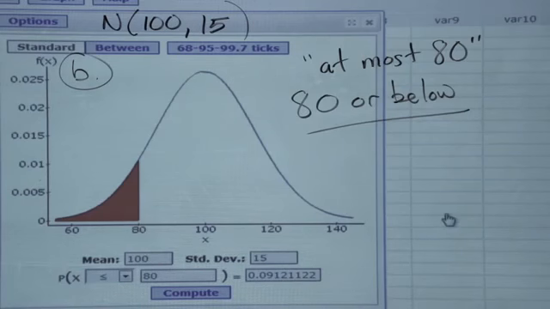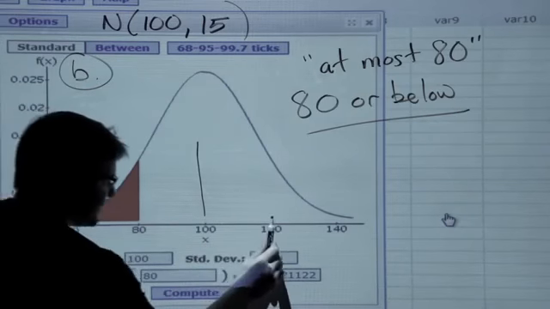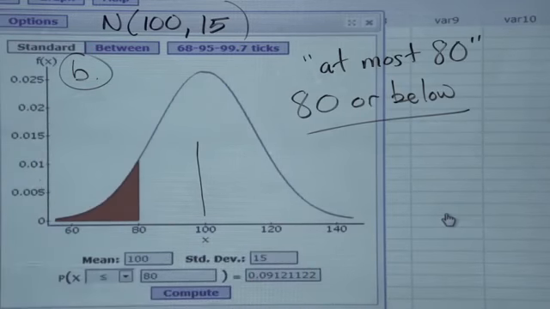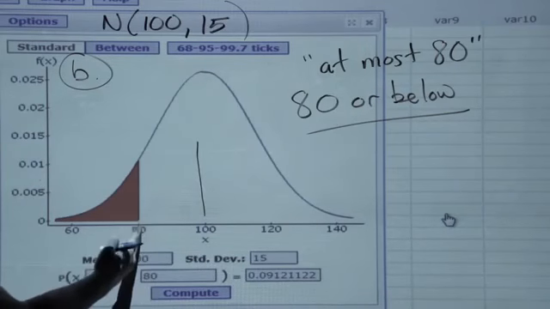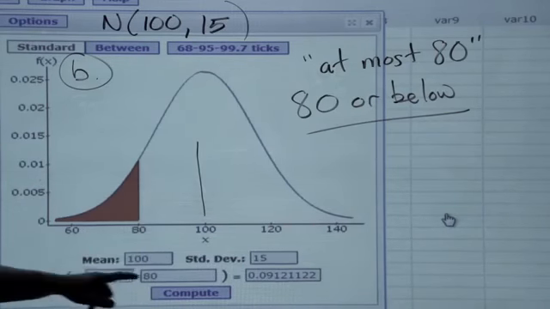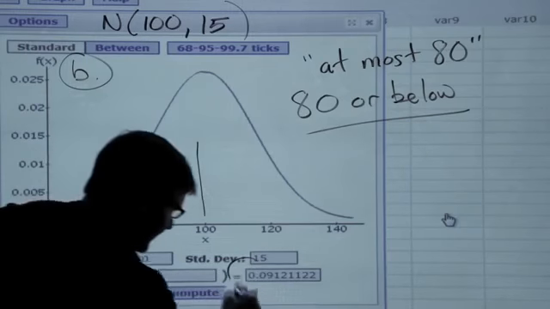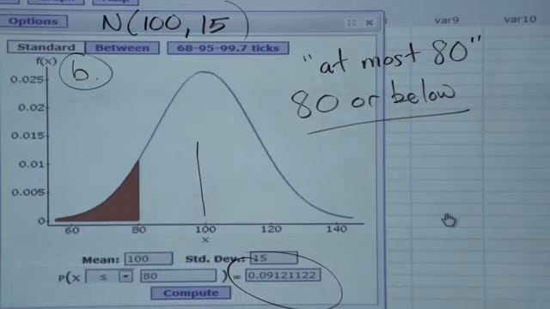You might have to hit compute there. Notice we get the same answer. The normal model is symmetric, so right here, there's that 100. I went 20 up and shaded, I got that 9.12%. If I go 20 IQ points down and I'm shading from 80 and below, I do get the same answer here. So I'll circle it again.